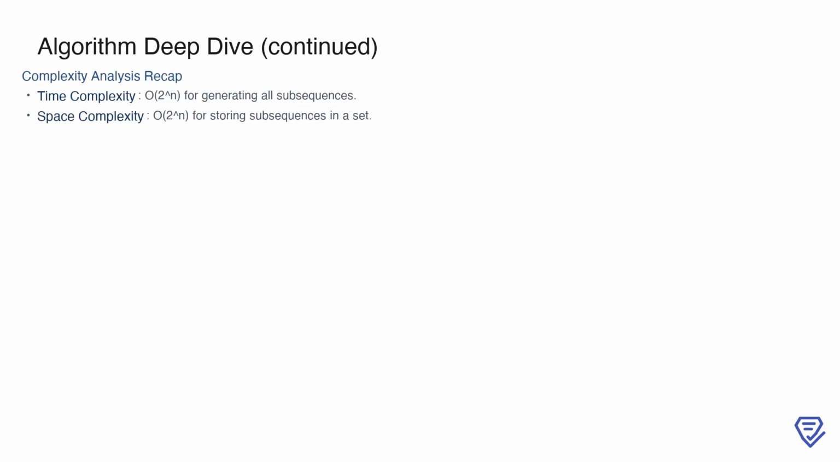To summarize the complexity of this brute force approach, the time complexity is O(2^n), as we generate all possible subsequences for a string of length n. Each subsequence requires a constant time operation to insert into the set, resulting in an overall time cost proportional to the total number of subsequences. The space complexity is also O(2^n), as we store all unique subsequences in the set.